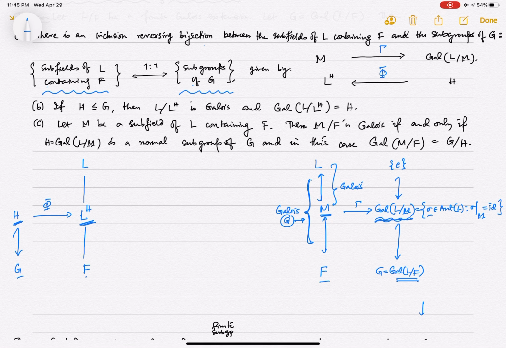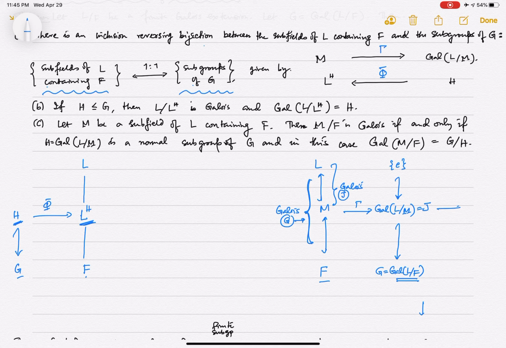Well, you apply these correspondences back to back. Let's start with an M, a subfield between L and F, and apply the two arrows back to back. When you apply the arrow that takes you from subfields to subgroups, you get this subgroup Galois(L over M). Let's call that guy J. Then L over M is Galois with Galois group J.